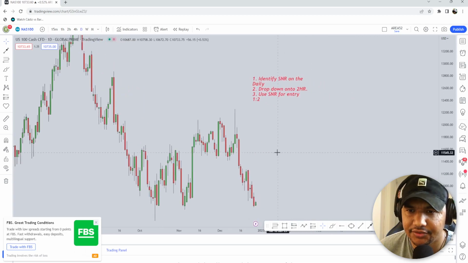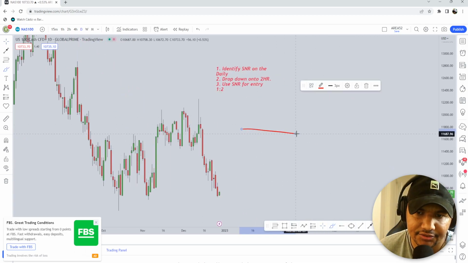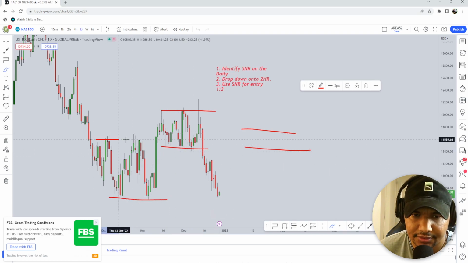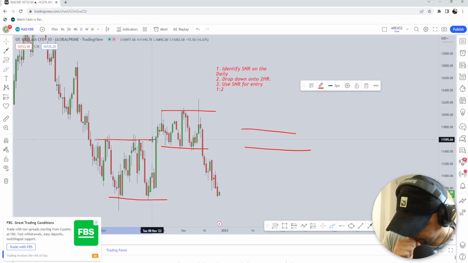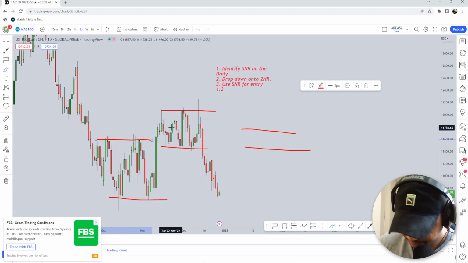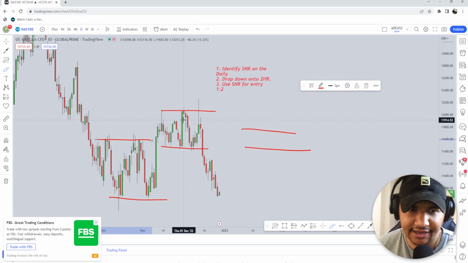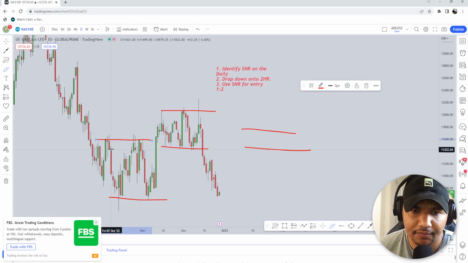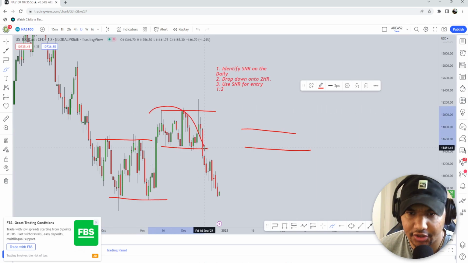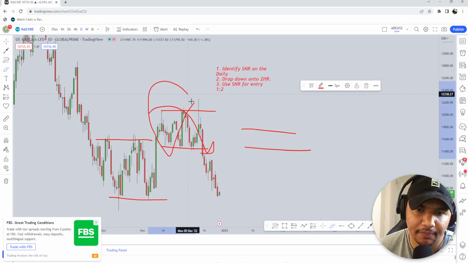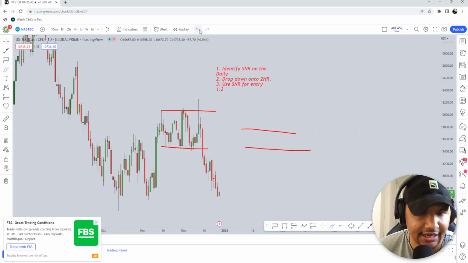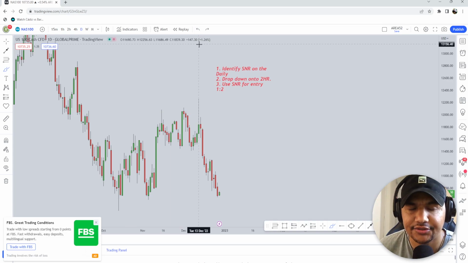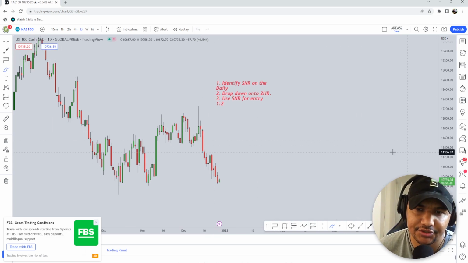Basically, the first thing you have to do is identify support and resistance levels. Excuse me, I'm still recovering from flu. So basically, you identify these levels, and then you drop down on the lower time frame, and then you apply the same principle. Now you see why it's called your support and resistance for your support and resistance.